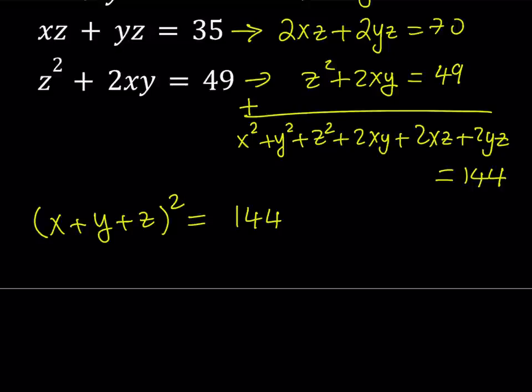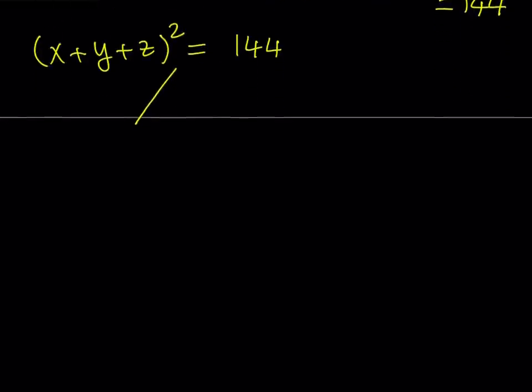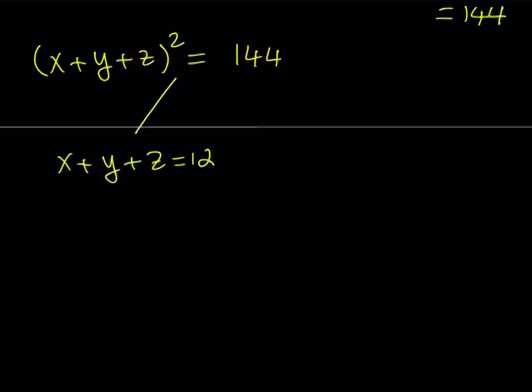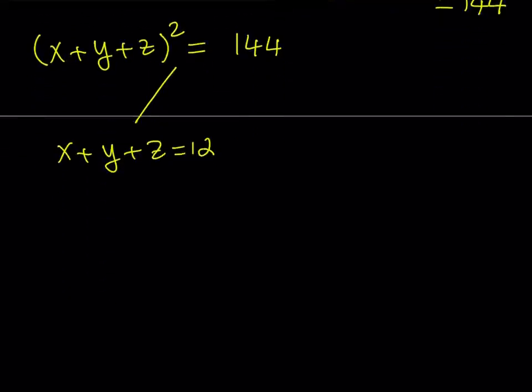Great. So from here we get two solutions. There are two numbers whose square is 144. The first one is going to be 12. So if x plus y plus z is equal to 12, we get the following. The second equation, remember, is xz plus yz. So what I can do is take out the z from that equation and write it as z times the quantity x plus y, and that is equal to 35.